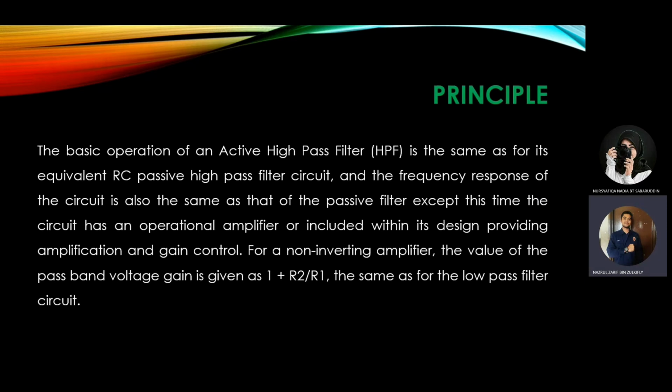Next is the principle. The basic operation of an active high pass filter is the same as for its equivalent RC passive high pass filter circuit, and the frequency response of the circuit is also the same as that of the passive filter, except this time the circuit has an operational amplifier included as design, providing amplification and gain control. For a non-inverting amplifier, the value of the passband voltage gain is given as 1 plus resistor 2 divided by resistor 1.